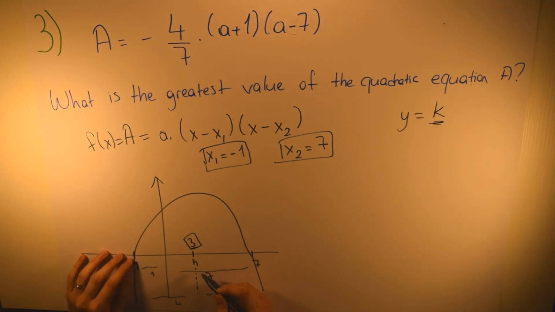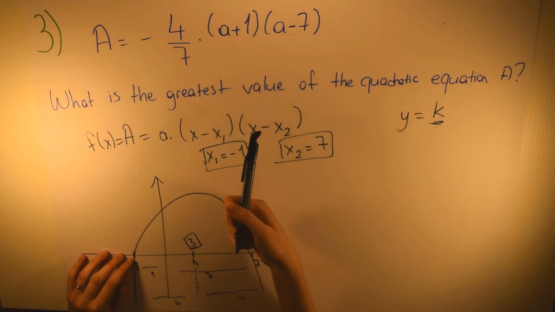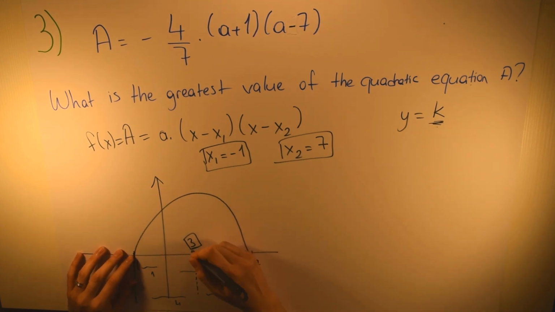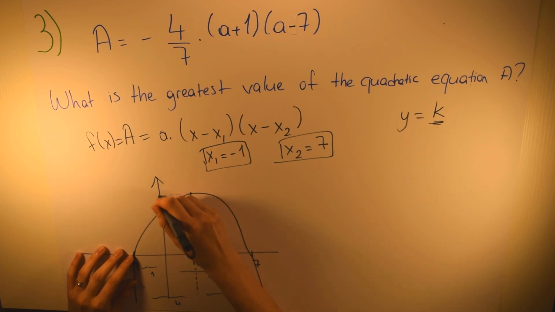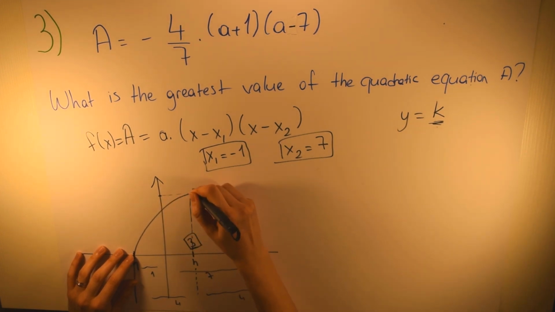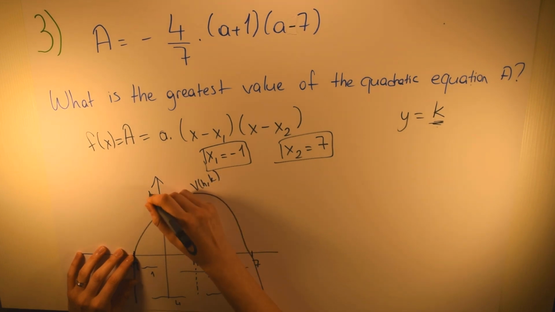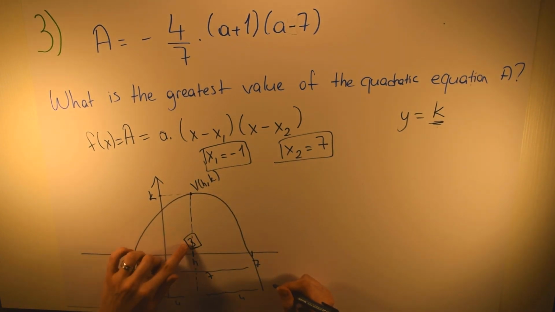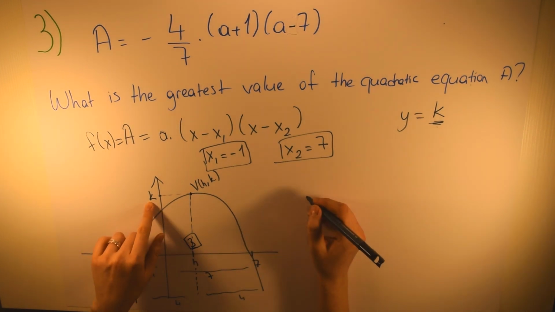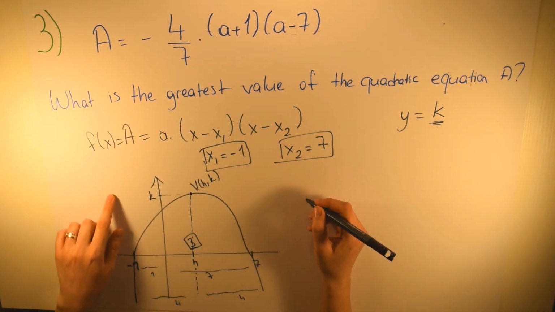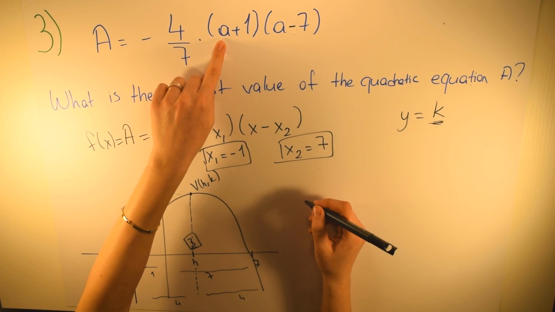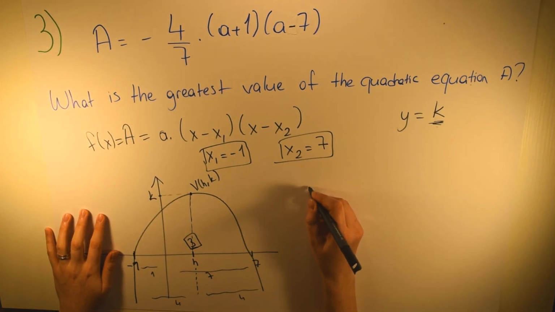Let's continue. After finding this value of h, I need to find the value of k in order to find the answer to my question. So k is here, right? The vertex point, the highest point is here, the vertex (h, k). So k is here. To find k, I write 3 instead of x. So let's do that.